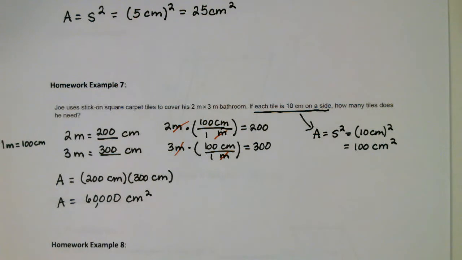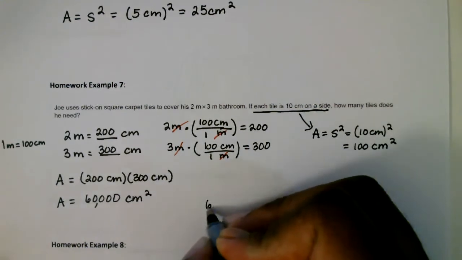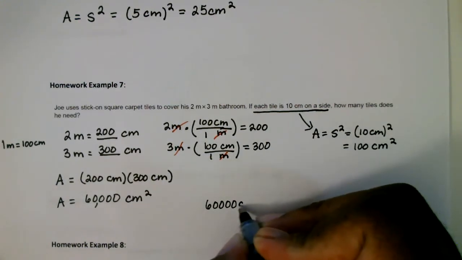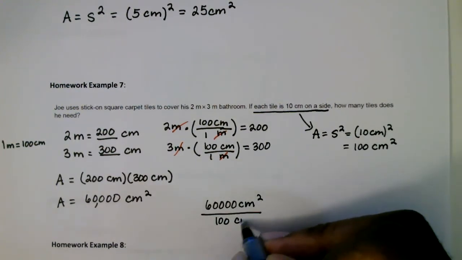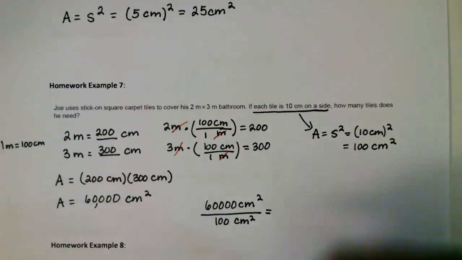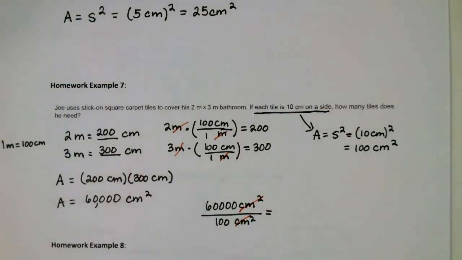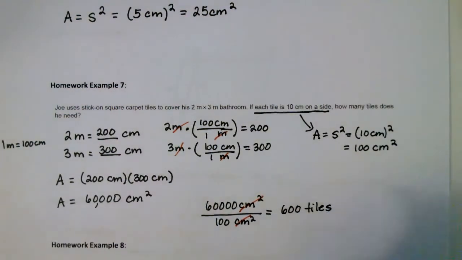And we want to find out how many tiles he needs. Well, let's divide the 60,000 square centimeters by the 100 square centimeters for each single tile. Of course, the square centimeters divides out. 60,000 divided by 100 will end up being 600. So Joe would need 600 tiles to cover his 2 meter by 3 meter bathroom.